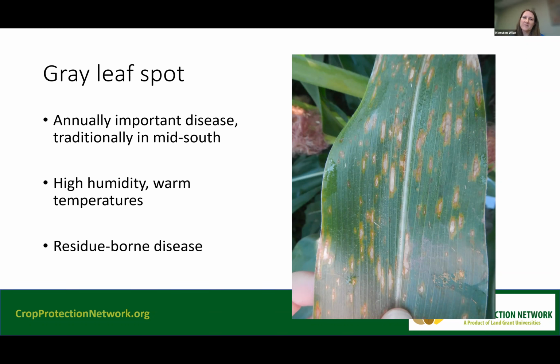The reason I can say that is because of the data we have through these loss estimates. The history of gray leaf spot is that it was mostly a problem in the Mid-South for a long time. It likes it hot and humid, particularly the humidity side of it. Leaf moisture is really what gets it going. It's a residue-borne disease, so as we have more continuous corn and more no-till in certain areas, this disease becomes more of a problem.